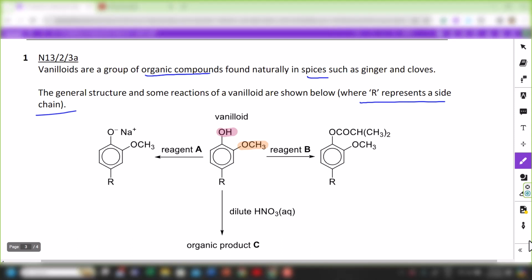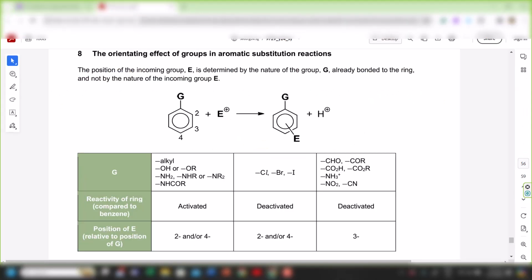Okay, so we'll toggle to the data booklets. Okay, under section 8, this is on the directing effects of groups in aromatic substitution reaction. So notice that G is a group. Okay, so if you look at the second row over here, we have OH or OR. So R is an alkyl group. So both OH and OR are strongly activating group.